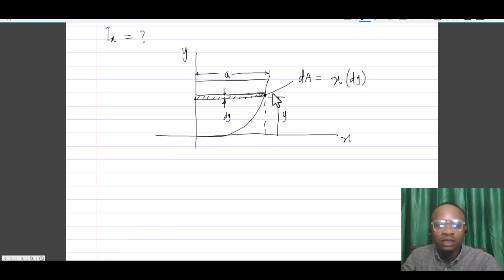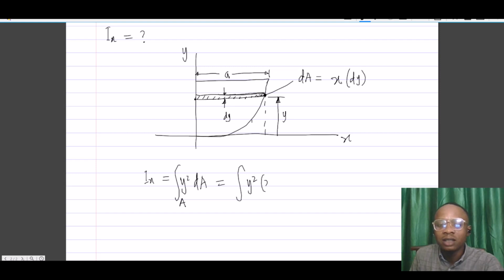So we know this is y already. We can see it's already the perpendicular distance from the x-axis. We have our dA ready as well. So we can now say that I sub x is equal to the integral of y squared dA over the entire area. So how will this work now? This will be the integral of y squared, and our dA is x dy, over the entire area. So we have dy here.